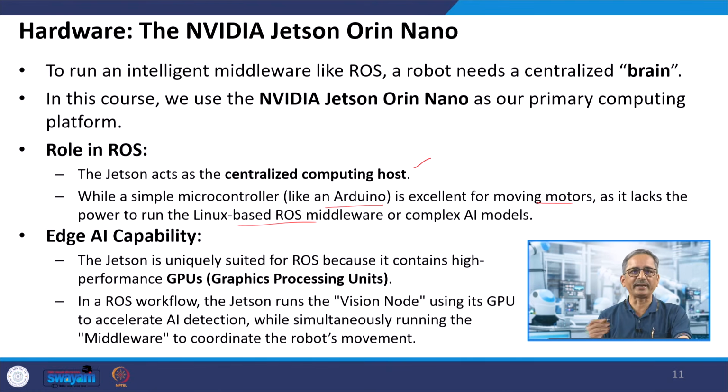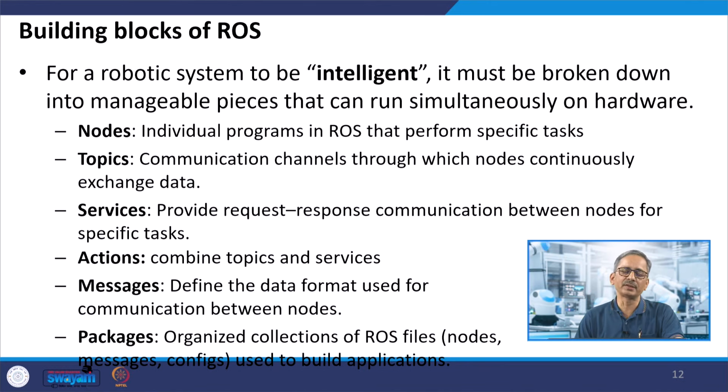It has edge AI capability. It contains a high performance GPU, that is graphics processing unit, and in a ROS workflow, the Jetson runs the vision node using the GPU to accelerate AI detection while simultaneously running the middleware to coordinate the robot movement. So, these are the edge AI capabilities the Jetson Orin Nano has. Next, we are going to discuss a very important concept in ROS, that is how a model is built, what are the building blocks of ROS.